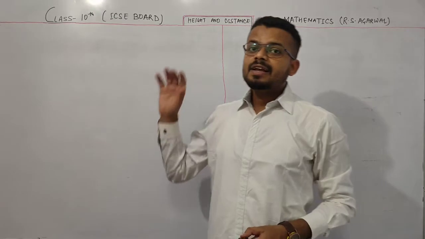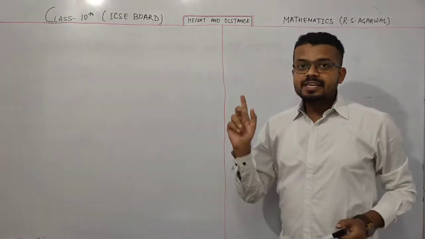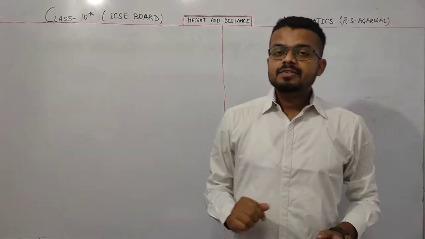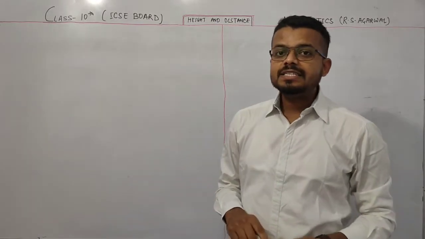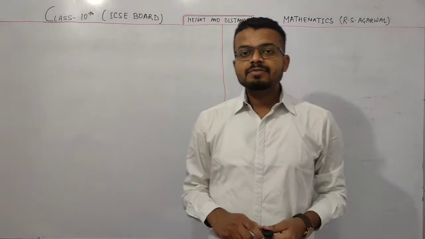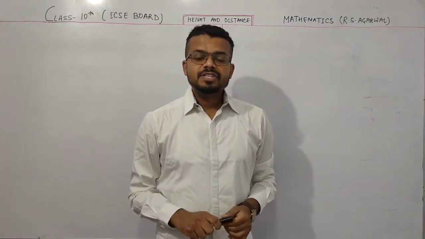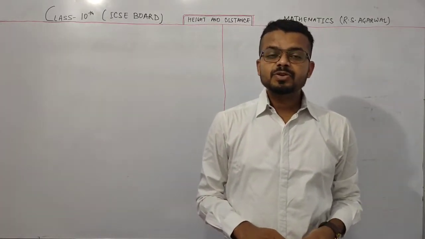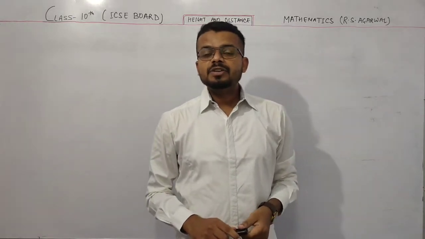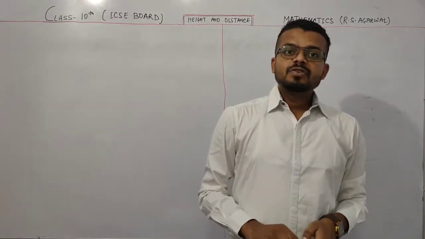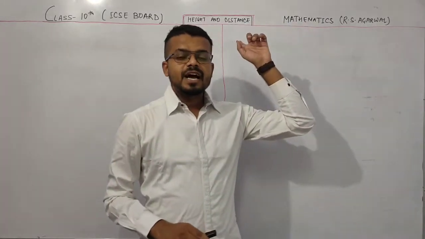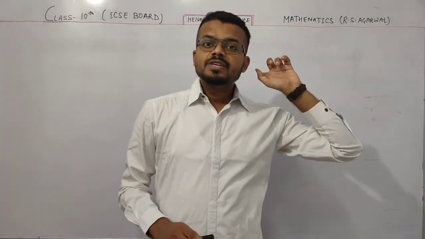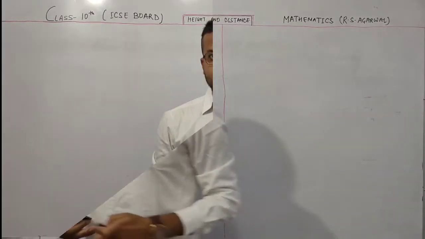Students, in mathematics, we have started the chapter Height and Distance, which is the application part of trigonometry, and we have already discussed some points like line of sight, angle of elevation and angle of depression. So in this class we are going to solve exercise number 23, which is related to this height and distance topic. Okay, so let's start the class.